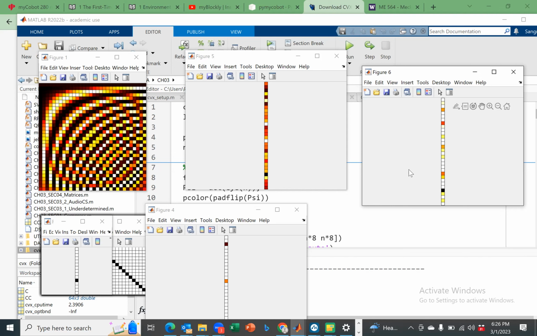This solution is fully populated, no zeros. This solution has tons of zeros. Those are indicated by the white lines, white dots. Okay, any questions here?